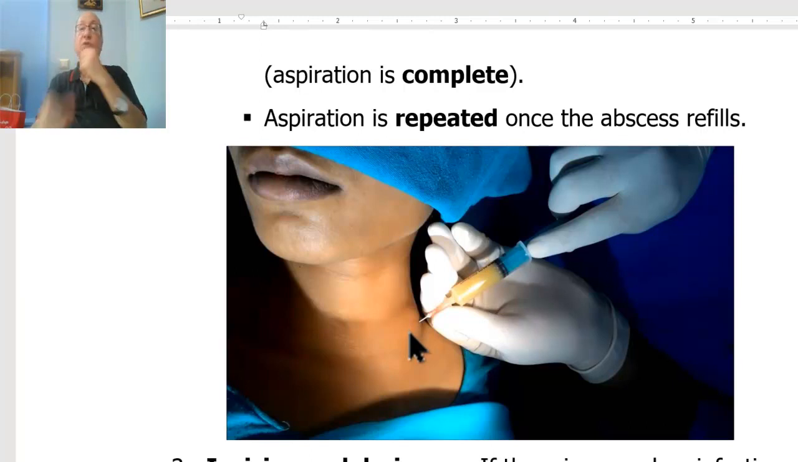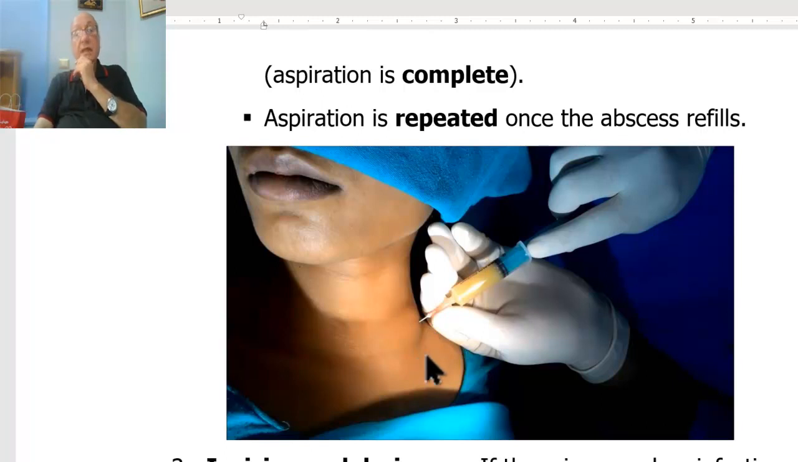The aspiration should avoid introduction of infection and avoid sinus formation. To avoid secondary infection, the aspiration should be done under complete aseptic condition, complete sterilization. And to avoid sinus formation, the aspiration should be done in a non-dependent area. This is the abscess, and this is the dependent area. Never aspirate here. Aspirate in non-dependent area.